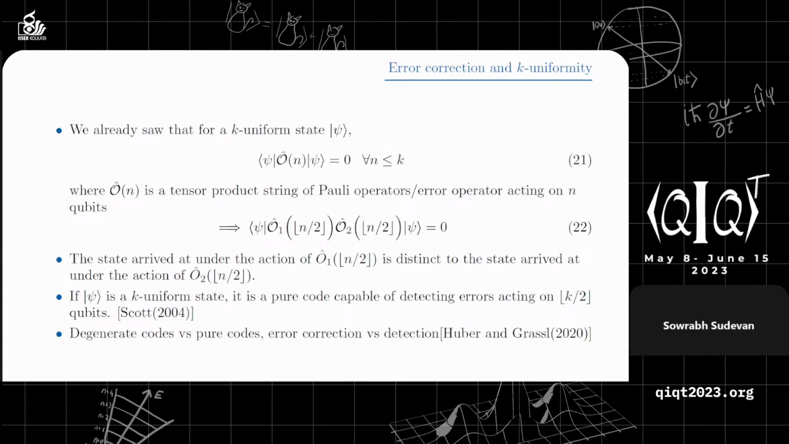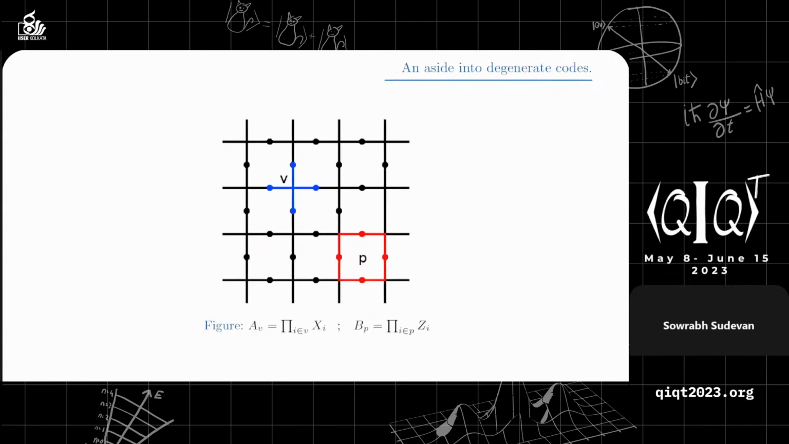But this will not be the focus of our talk. Such codes are actually quite popular, and the toric code, which you might have heard of, is one such code, and this has some very interesting properties. But we're not looking at such codes. We are looking at something called non-degenerate codes, which are actually in some sense more classical.